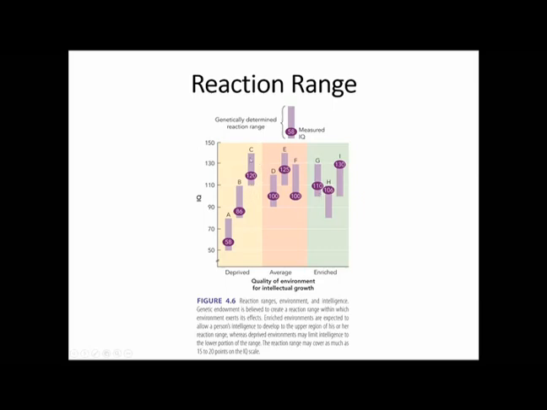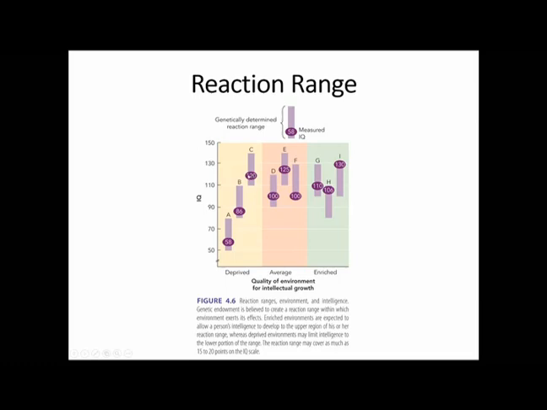And then in the deprived environment, you'll notice that a lot of these circles, these measured scores, are showing up at the bottom of that range. So even though their genes said that their IQ could be anywhere between 110 and 140, this person was in a deprived environment, so there weren't lots of environmental influences causing them to become more intelligent, so their IQ falls lower on that scale.